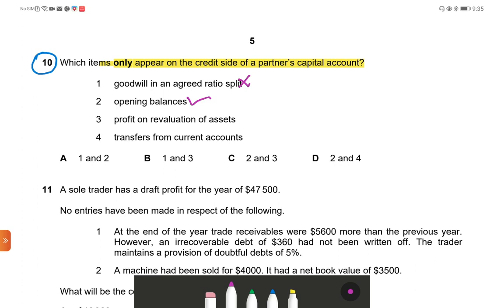Profit on revaluation, the partner is getting, so it increases his capital. Transfer from current account will depend on whether it is debit or credit. So we cannot say the current account balance always comes on the credit side. So the correct answer is 2 and 3. So option C is the correct answer.